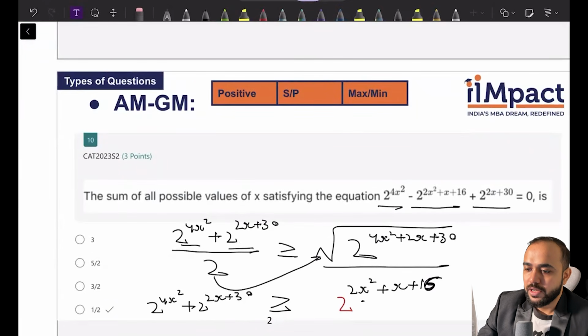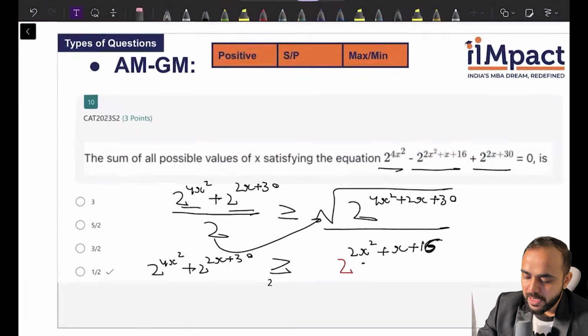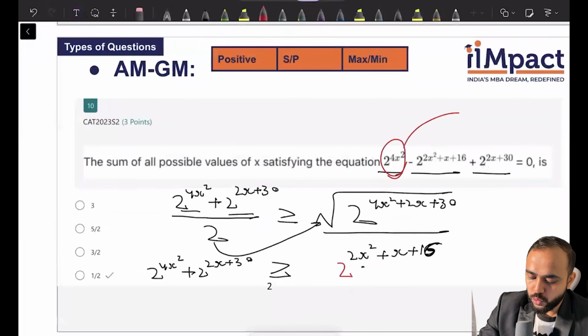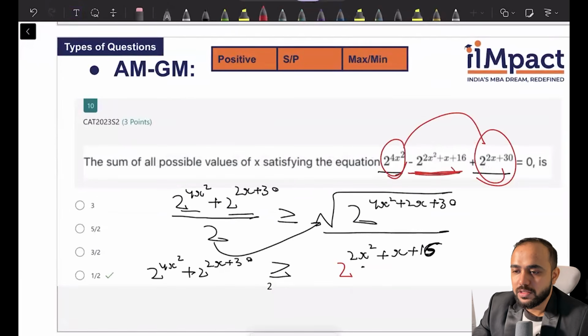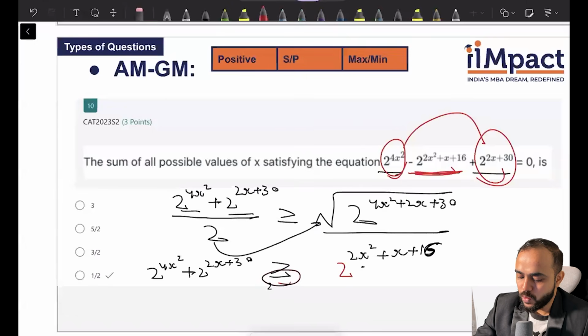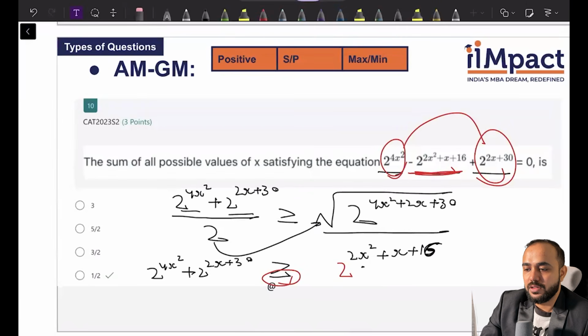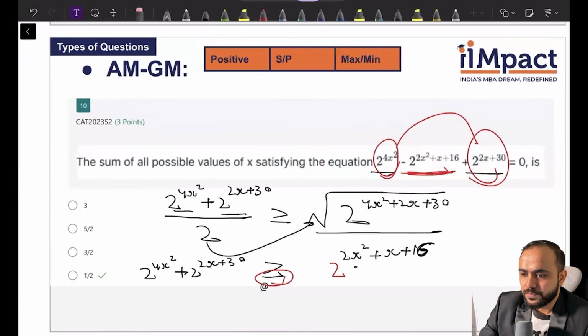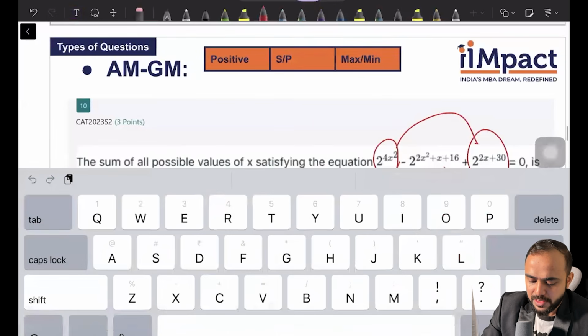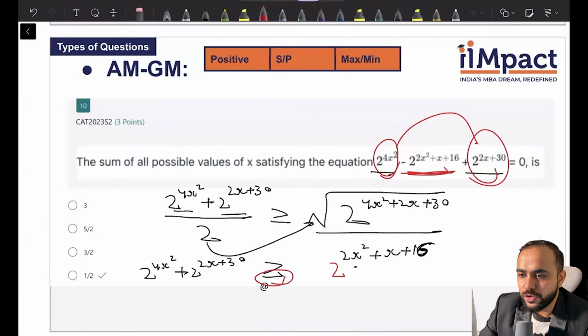Which is what? The minimum value of these two sum is actually equal to this. So this can only happen when you have equality, or 2 to the power 4x square is equal to 2 to the power 2x plus 30, or 4x square is equal to 2x plus 30. Correct? After that, you can find your answer. Even I had missed that the first time we discussed this, but today I was going through all the PYQs. The important part is which I would want to bring your focus to.